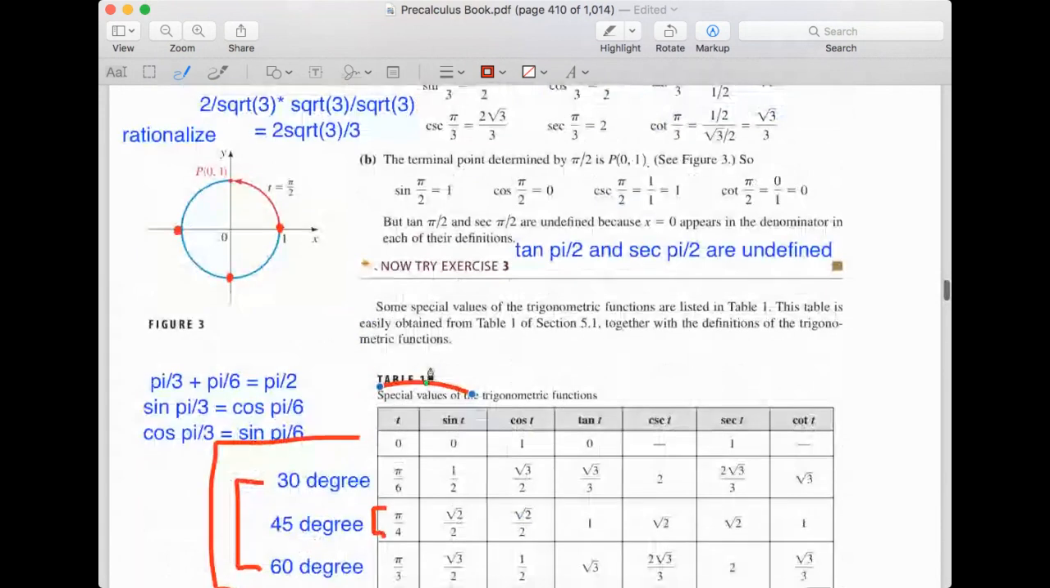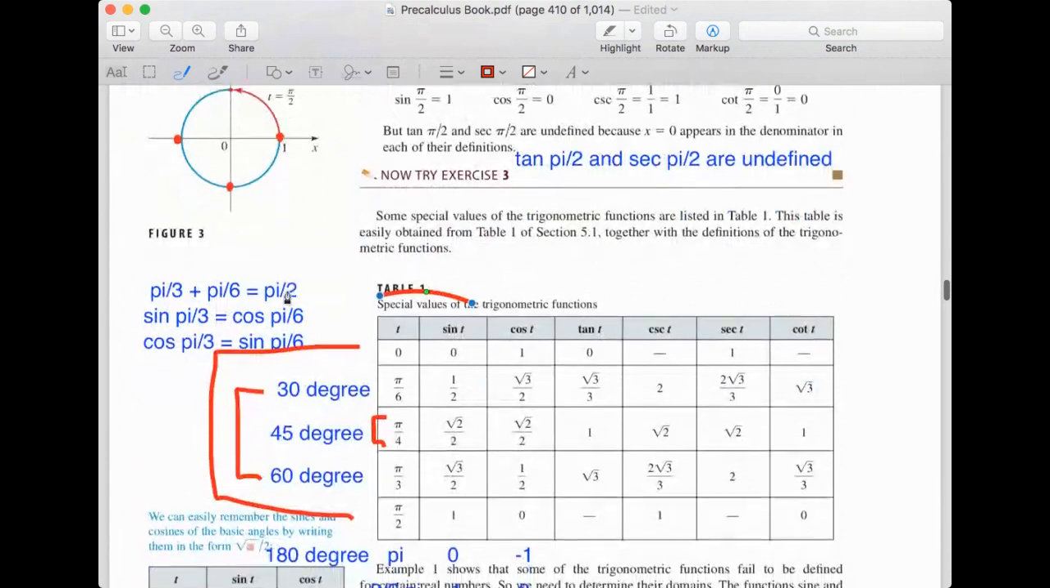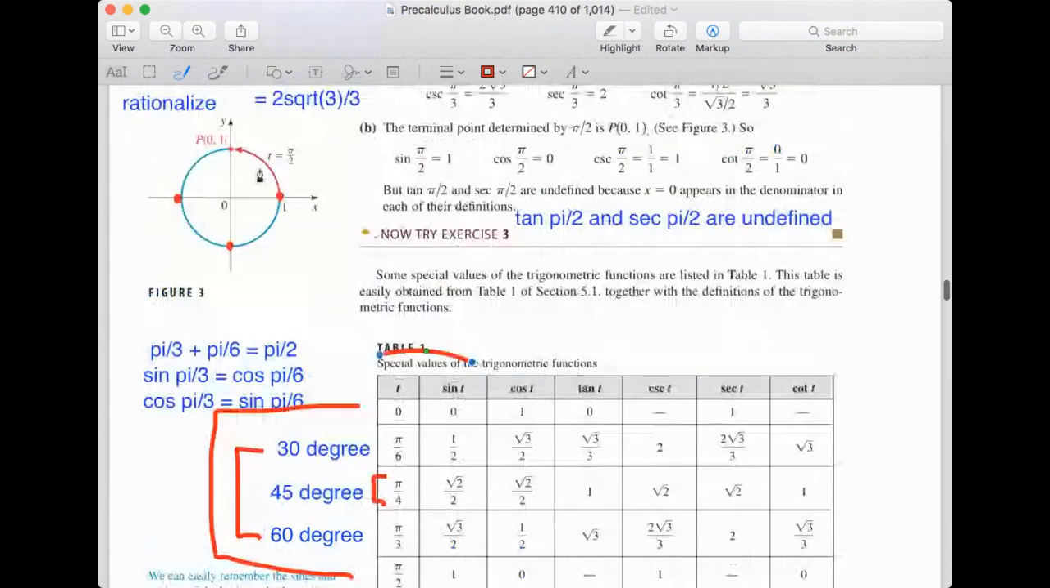And draw the unit circle. Draw the triangles to convince yourself, especially for pi over 4. Pi over 4, the point will be here, right? Then if we draw a line, this is the line y equals x. X value equals y value.